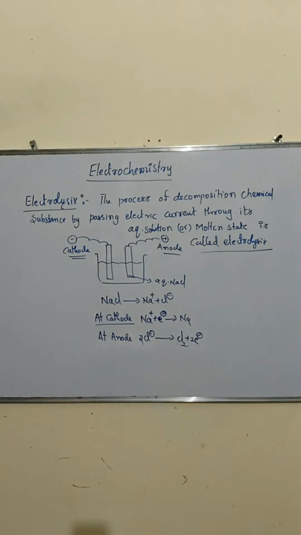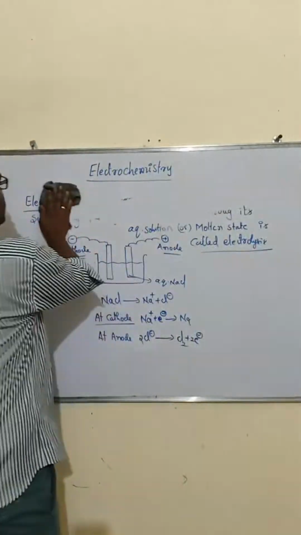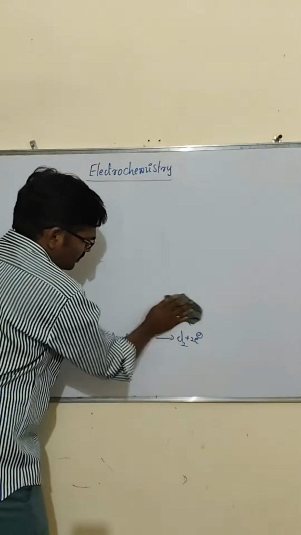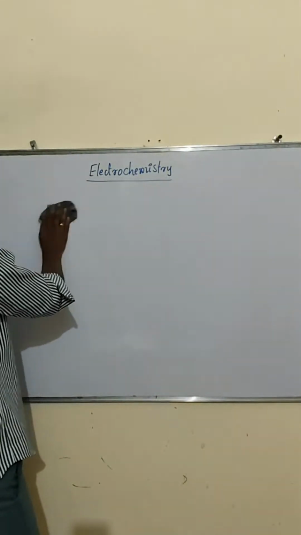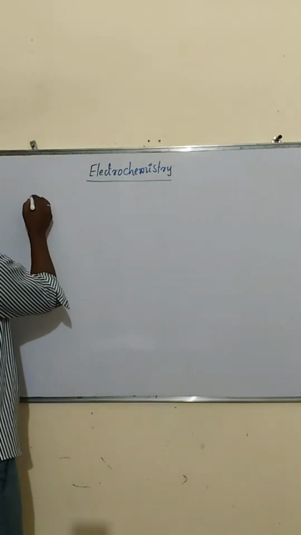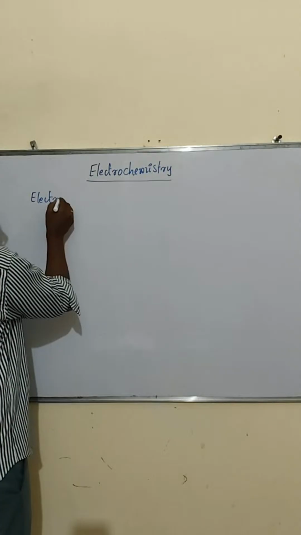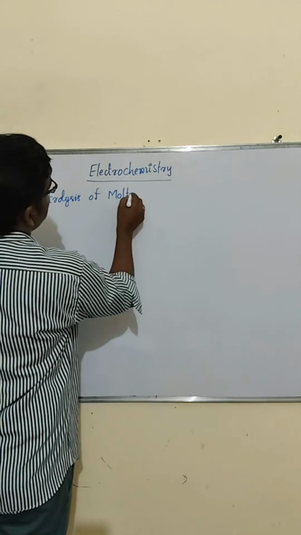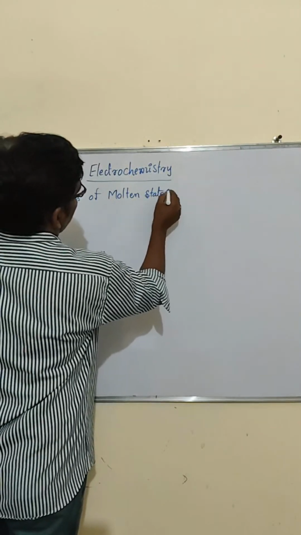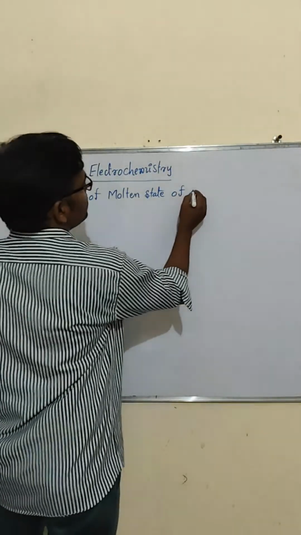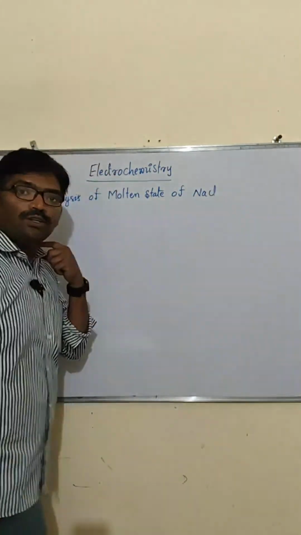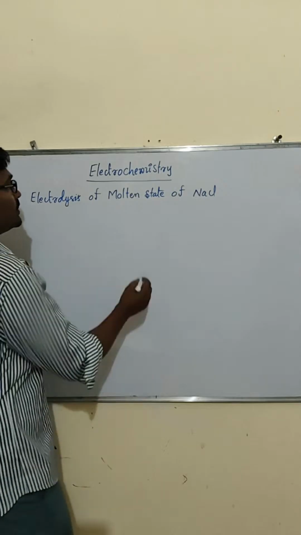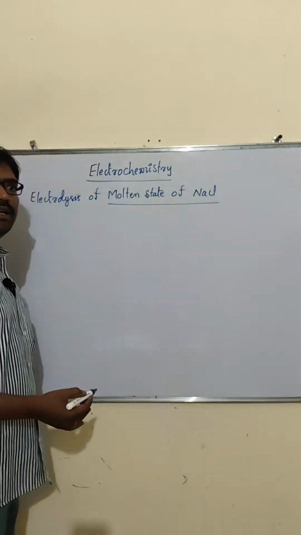Right. Look, my dear students. Now, the next process that we have to discuss: the electrolysis of the molten state of salts. Electrolysis of the molten state of NaCl, if we take. See, look at my dear students, the molten state of NaCl if we take.